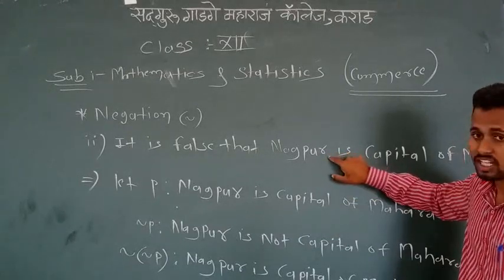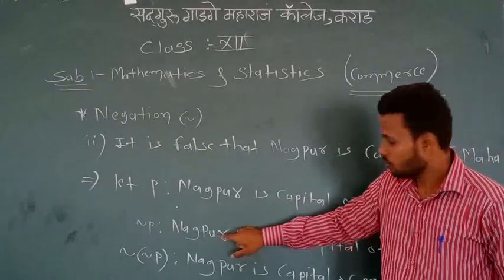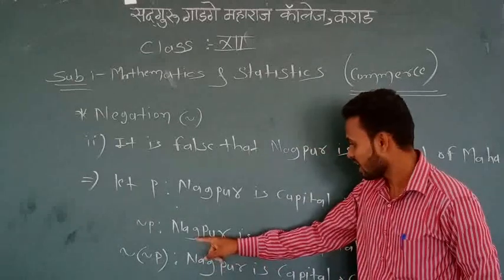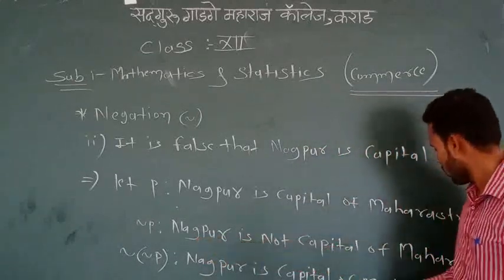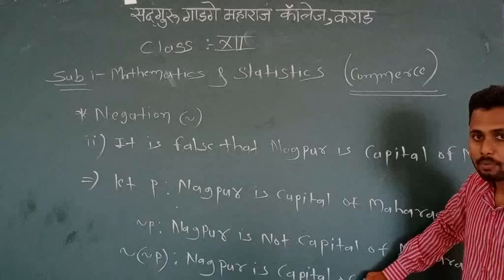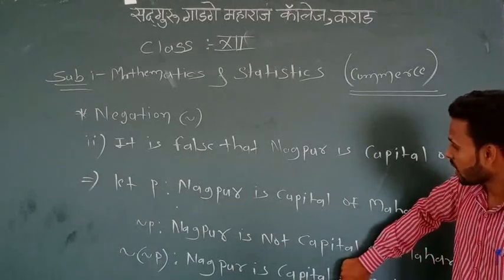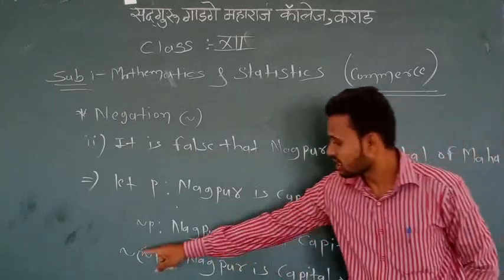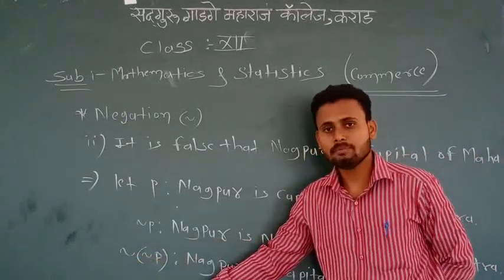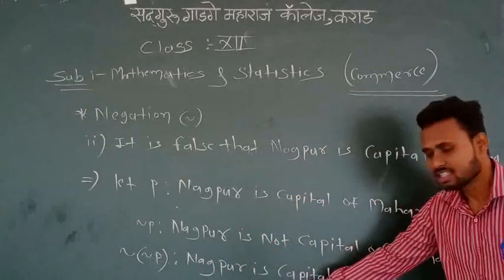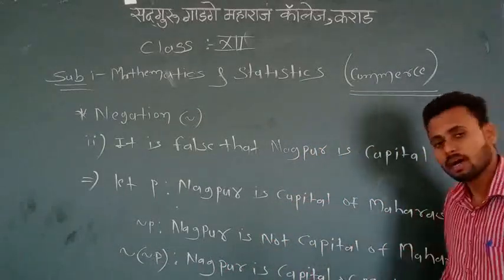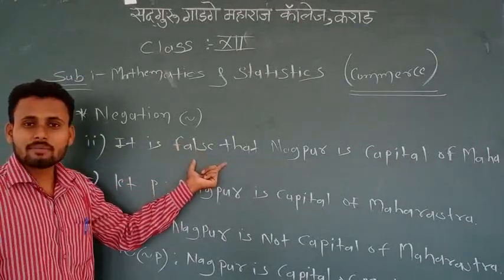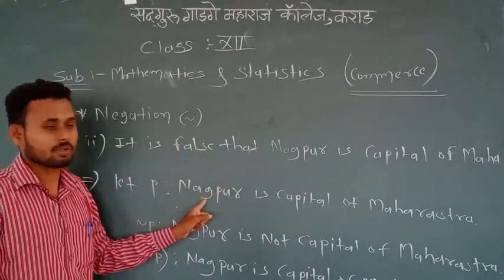वी हॅव टू फाइंड द निगेशन ऑफ दॅट स्टेटमेंट. मीन्स निगेशन ऑफ दॅट स्टेटमेंट. निगेशन ऑफ पी म्हणजे नागपूर इज कॅपिटल ऑफ महाराष्ट्र. Nagpur is capital of Maharashtra, which is the required negation of that given statement. And we know that negation of negation of P, we just write P, and this statement is same as Nagpur is capital of Maharashtra. Means सिंपल निगेशन स्टेटमेंट कन्सिडर करता येत नाही. त्याच्यासाठी आपण ही प्रोसिजर केली.